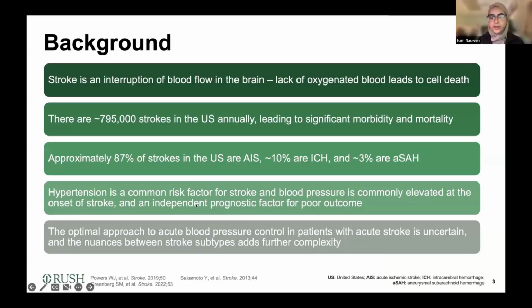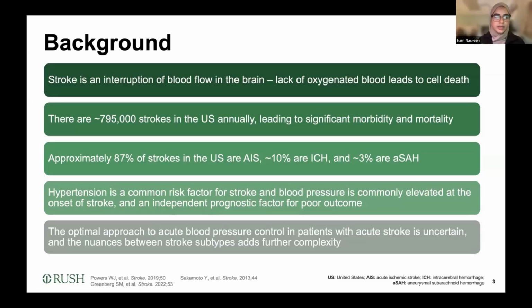I am going to start with some background information. An acute stroke is an interruption of blood flow in the brain, and the lack of oxygenated blood can lead to cell death. Here in the United States, there are approximately 795,000 strokes annually, leading to significant morbidity and mortality nationwide. Of those strokes, about 87% are acute ischemic strokes, meaning that a clot is blocking blood flow in the brain, and around 13% are hemorrhagic strokes, meaning there is bleeding in the brain. Of those, around 10% are intracerebral hemorrhages, and around 3% are subarachnoid hemorrhages.